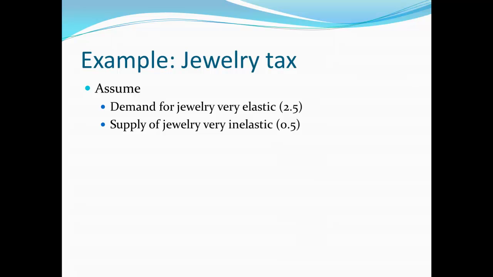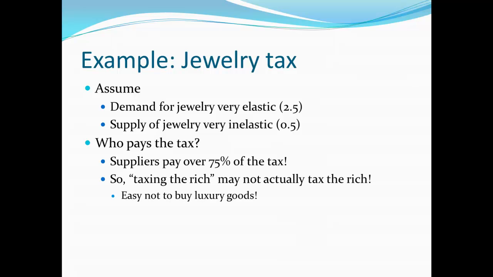Let's give it an elasticity of 0.5. A 1% increase in the price of jewelry leads to a 0.5% increase in the quantity that is supplied. In that case, when we tax jewelry, who is it really going to hurt? Who is it that's going to pay the tax? Well, the reality is that suppliers are going to pay over 75% of the tax. 2.5 divided by 3, whatever that percentage is, that's the percentage suppliers have to pay. You'll find it's a little over 75%.